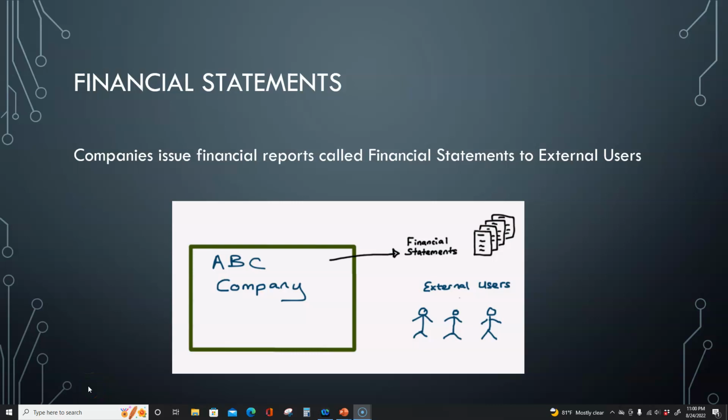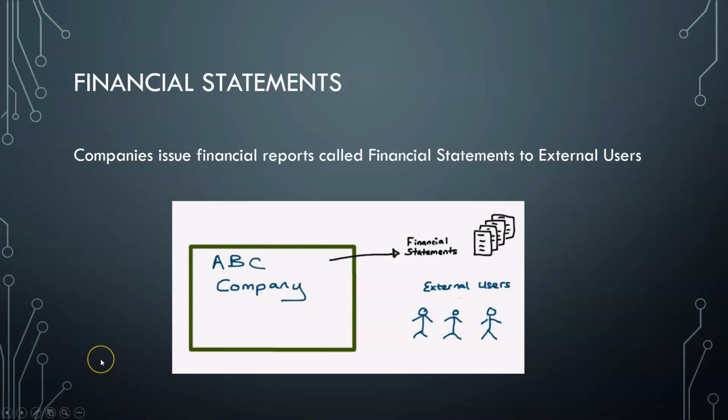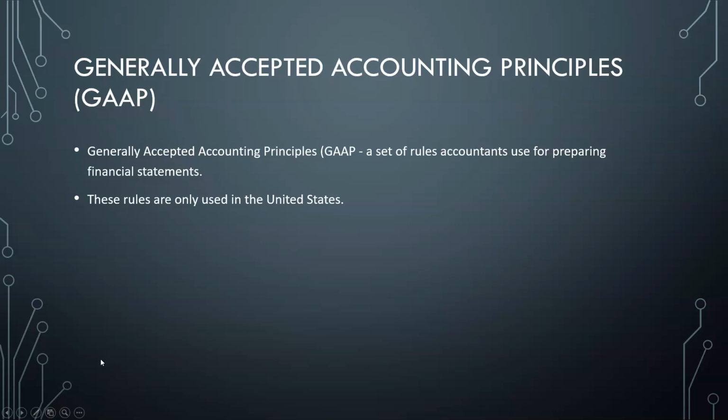Whenever a company wants to share information about its results to external users, they issue financial reports called financial statements. Now, how do companies decide what to include in the financial statements? Well, that's decided by GAAP.